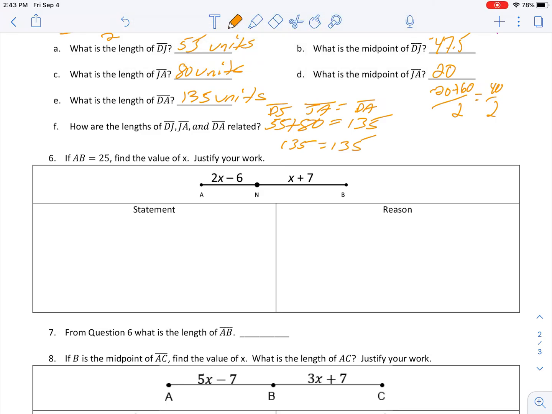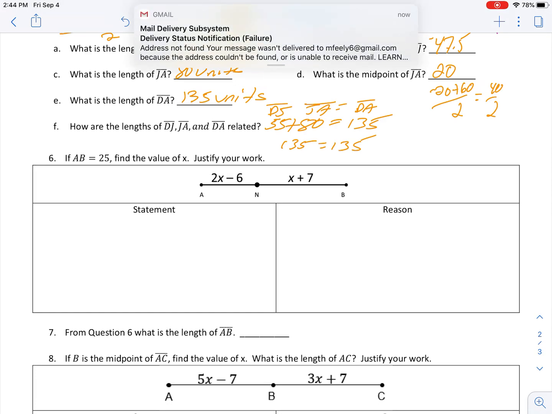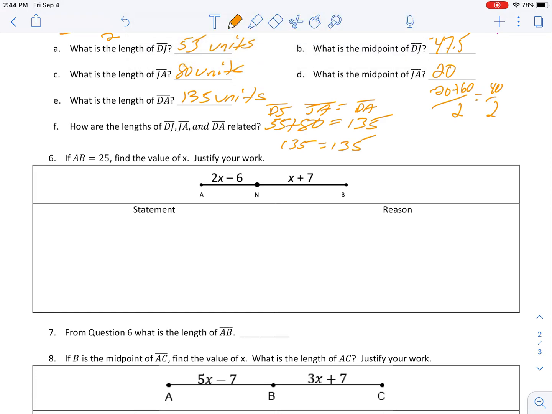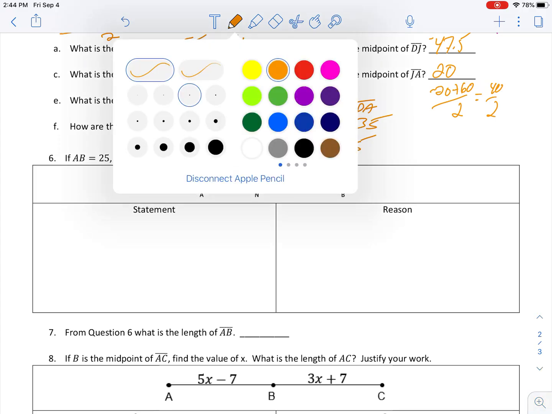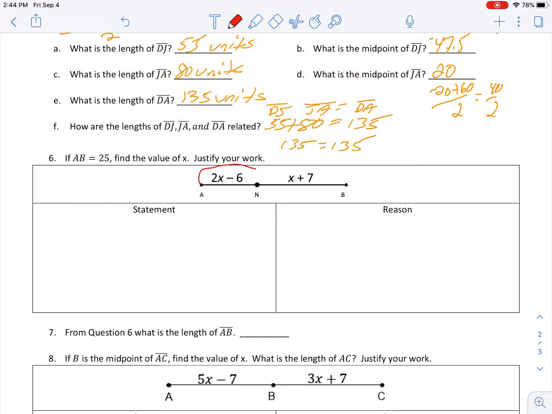So on example 6 then, continuing on from example 5, we are going to go through and try to find a way to solve for x. Now, when we read number 6, it says the length of A to B is a length of 25. So I like to draw in, I'm going to switch my color here real quick. Go with red. So the length from A to B is a length of 25.